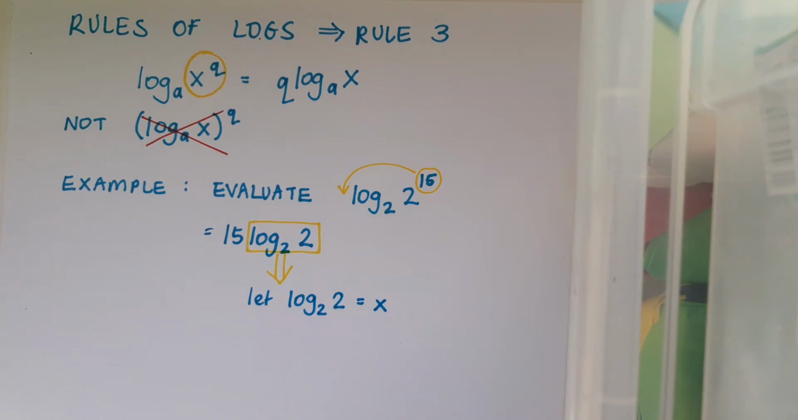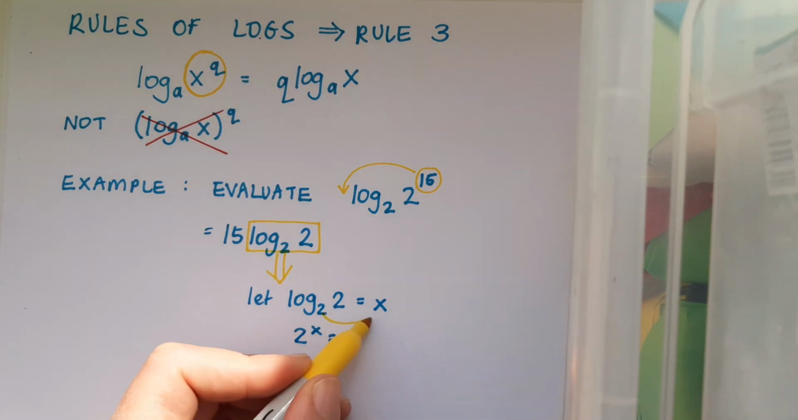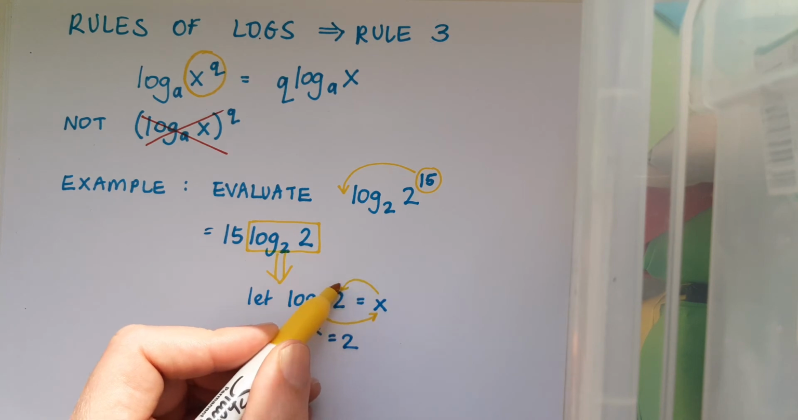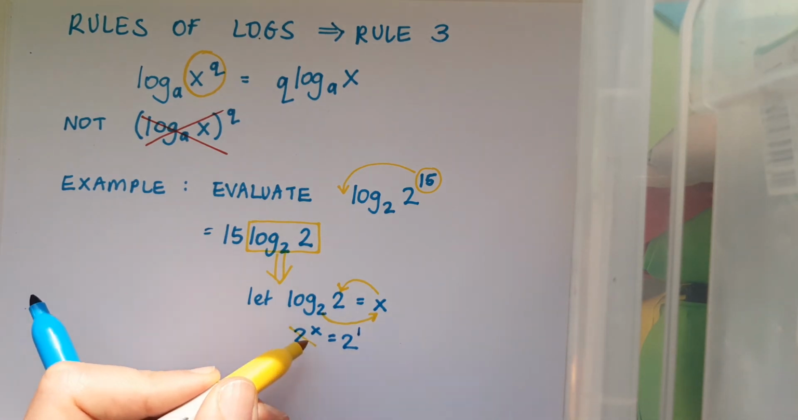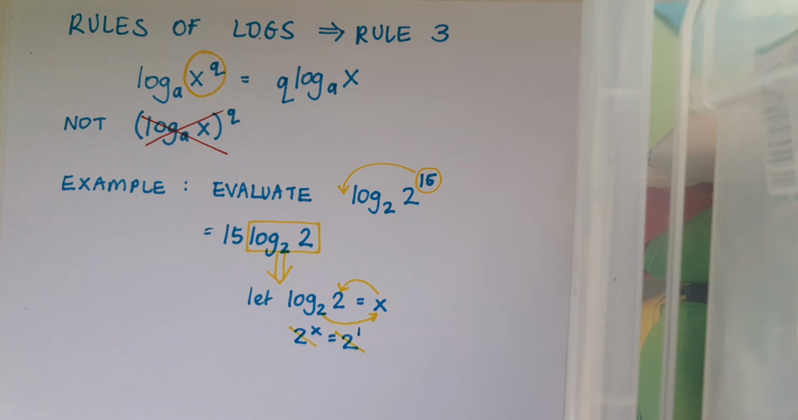Now I'm going to rewrite the statement using exponents instead. So I'm writing 2, that's the 2 from the base, to the power of x equals 2. The 2 on the right hand side, you can see, is 2 to the power of 1. And now because I've got one term on each side, I can cancel off my bases. They're the same base, that's why I can do it. And that gives me x equals 1. This is the value for log to the base 2 of 2.